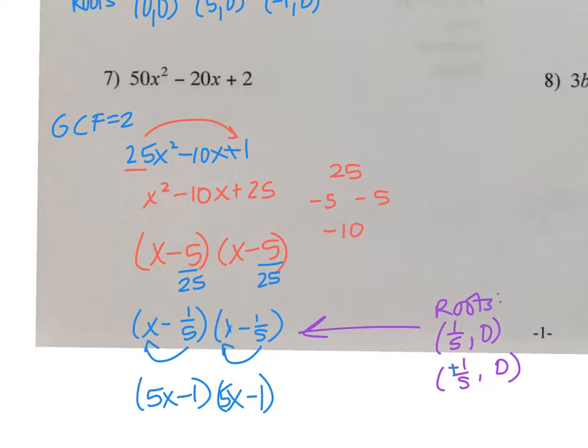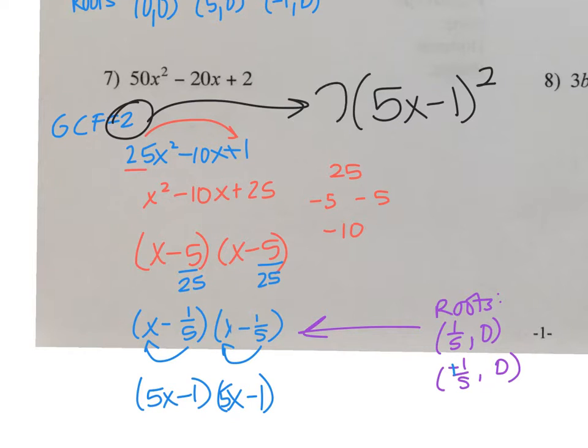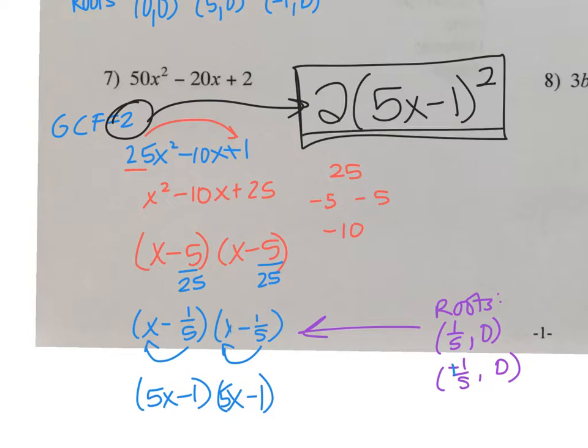All right, and then what I had told you in the video is that the simplest way to write this is to write that as 5x minus 1 squared, but don't forget this GCF of 2 needs to be in the front of your answer. You may need to watch that example again, and pardon my sign errors.